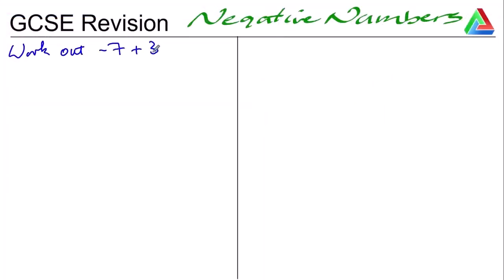Now sometimes you'll see questions written like this. Work out negative 7 plus 3. Again, this is very, very similar to the last one. Draw our number line. This time we're starting at negative 7 and we're adding 3. So negative 7, 1, 2, 3. Fill our numbers in and we end up at negative 4. So negative 7 plus 3 is negative 4.